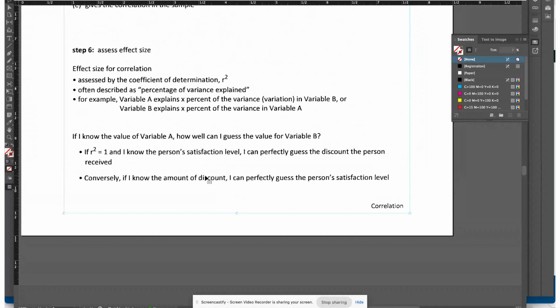For example, variable A explains X percent of the variance or variation in variable B, or variable B explains X percent of the variance in variable A. And if I know the value of variable A, how well can I guess the value for variable B? Well, we can do this thought exercise. If R squared were equal to 1, which doesn't really happen, but let's say it gets really close to 1, then if I know the person's satisfaction level, I can perfectly guess the discount the person received. And conversely, if I know the discount, I can perfectly guess the person's satisfaction level.